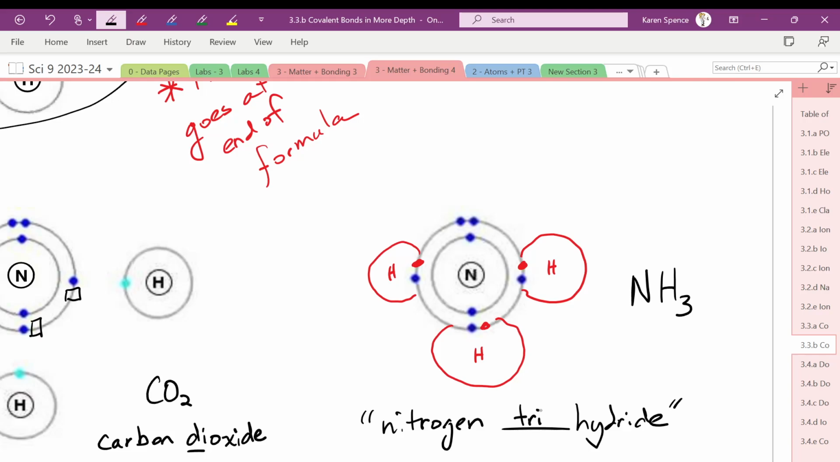And don't worry if you're like, I don't know the rules. Unit 4 is all about the rules, okay? This is actually ammonia. Have you heard of ammonia? It's in a lot of cleaning products. So if you have Windex, it's got ammonia in it. Lots of glass cleaners have ammonia in them.